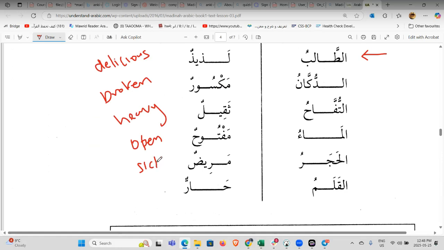In the Quran, in Surah Baqarah, I think it says, man kana maridan aw ala safarin. If you're sick or on a journey, فعدة من أيام أخر. You don't have to fast. You can make it up with a few other days in the future. Harr is hot.